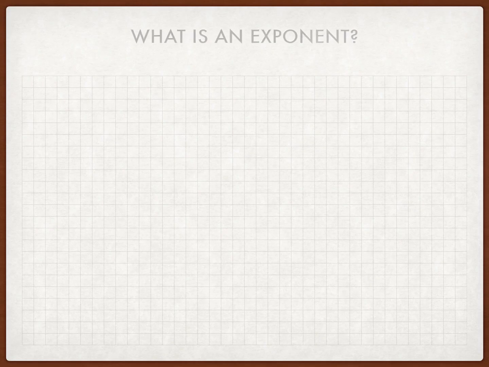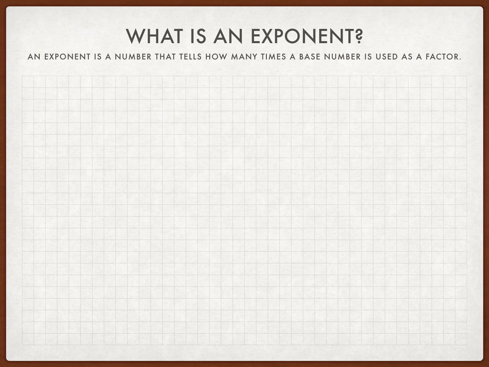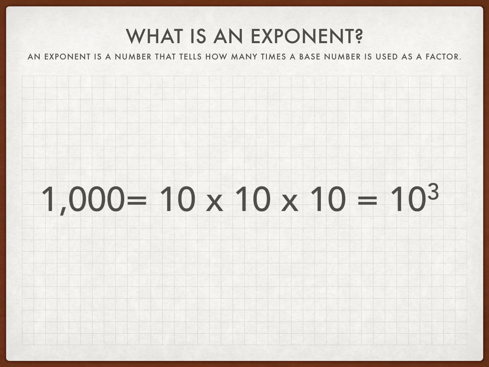First, we need to start with what is an exponent. An exponent is a number that tells how many times a base number is used as a factor. Now that sounds like a lot, so let's break it down. Let's say I gave you this equation right here, and I said that 1,000 is equal to 10 times 10 times 10, which is also equal to 10 to the third power. So what you see on the right-hand side is actually an exponent. That 3 is an exponent.